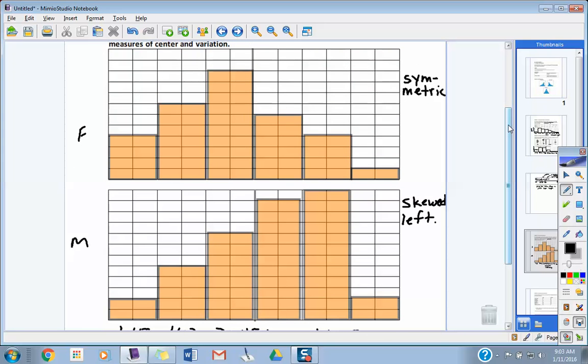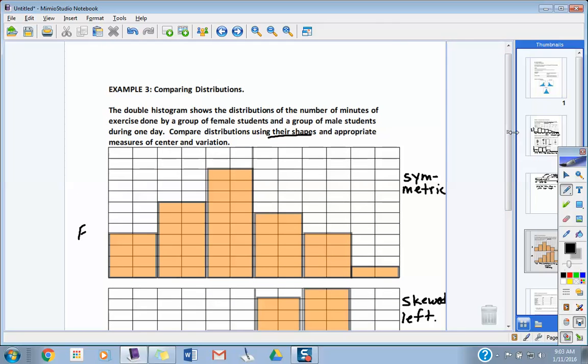Guys, a symmetric data set is usually considered a typical data set. When we start talking about variations in their shapes, if something is ever symmetric, this is what I want you to know: the mean and the median are usually pretty good measures of center anytime a graph is symmetric.